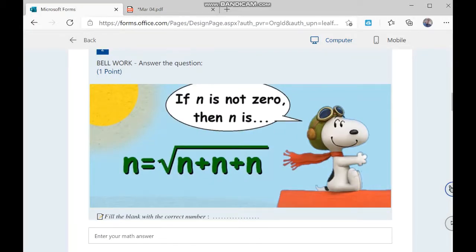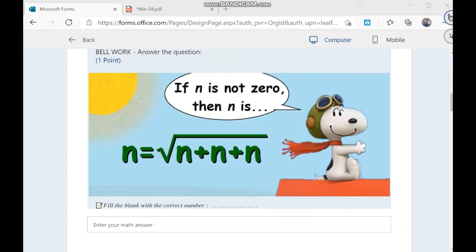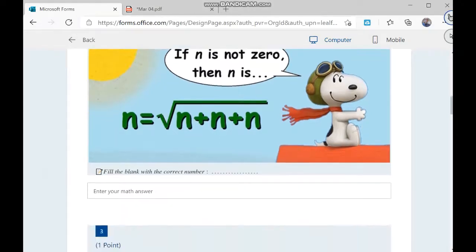Let's try to get the answer to this bell work. Now, you have to send your messages. Well, n equals 0 would be a very good answer, because 0 equals the square root of 0 plus 0 plus 0, which is 0. That would be a good answer. But Snoopy is making our life hard, because Snoopy is saying no, 0 is not good. He wants another number. Let's try to find another number.